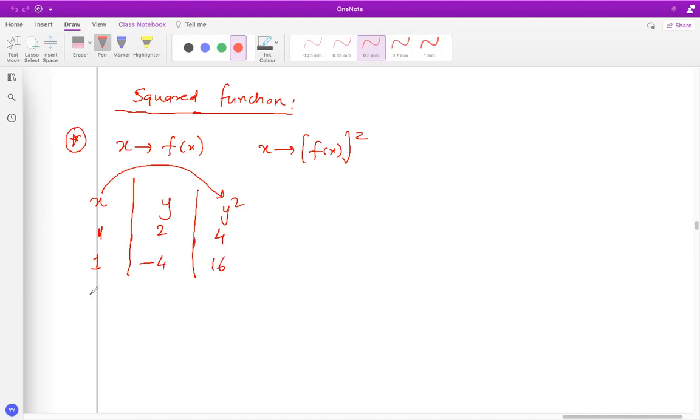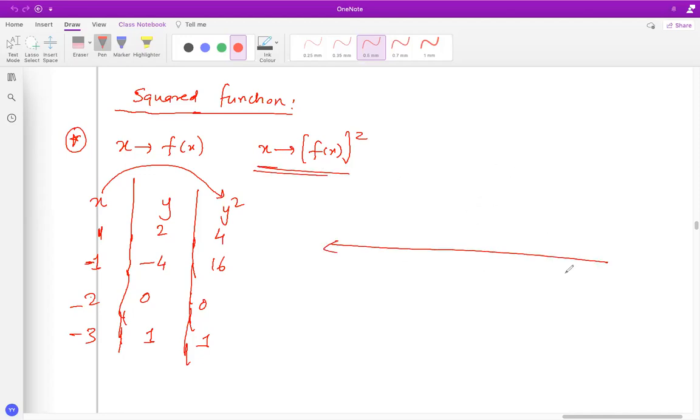If x is, say, negative 2 and y is 0, the value of 0 squared is 0. And if x is negative 3 and y is 1, the square of 1 is 1 itself. So when you sketch the squared function, you take the y values, square them, and plot against the same x value. That's the logic.